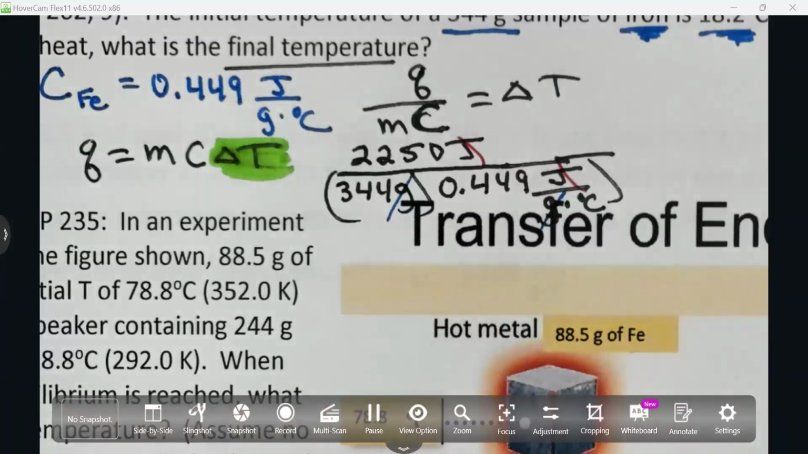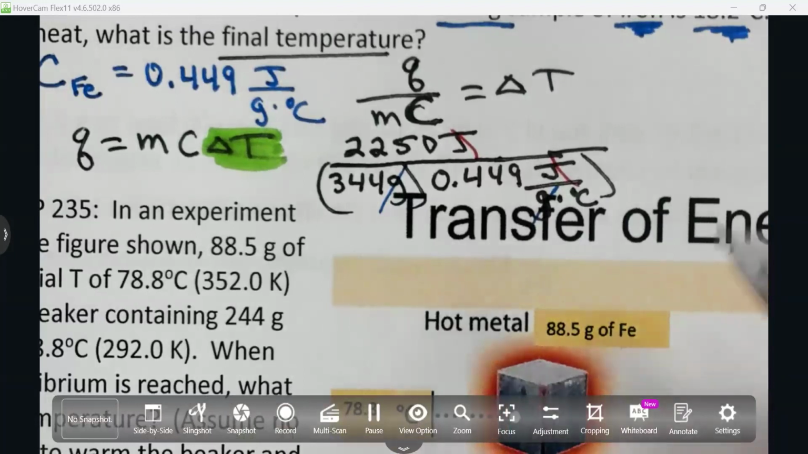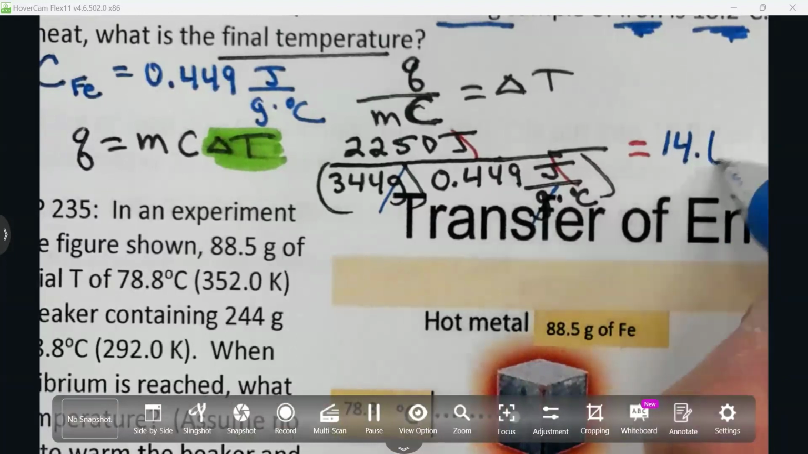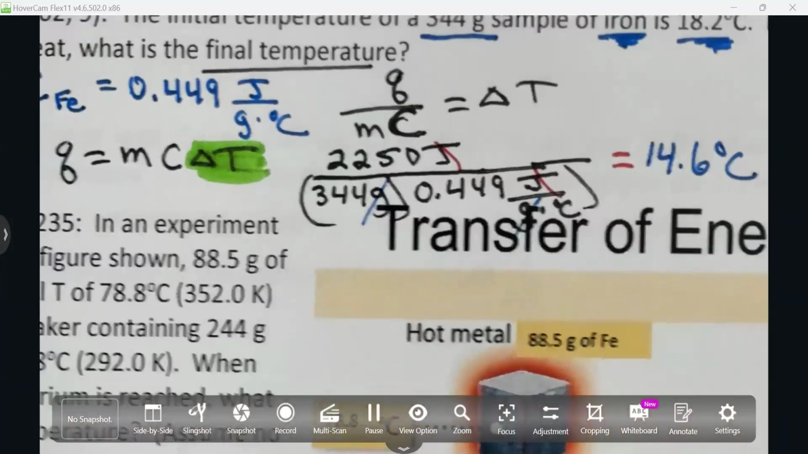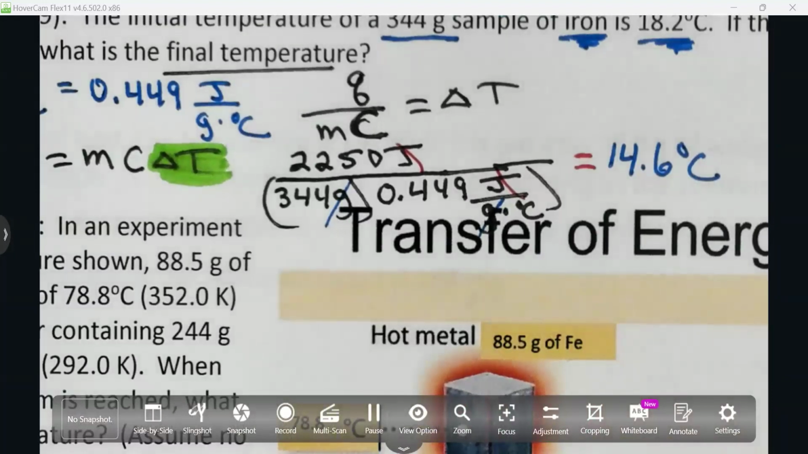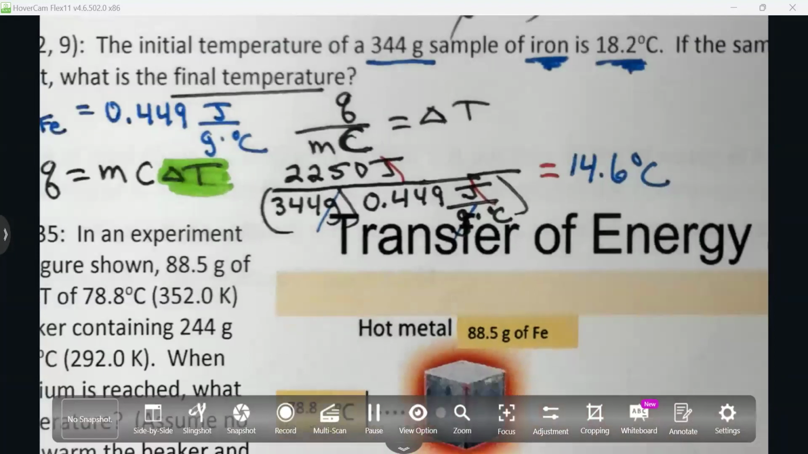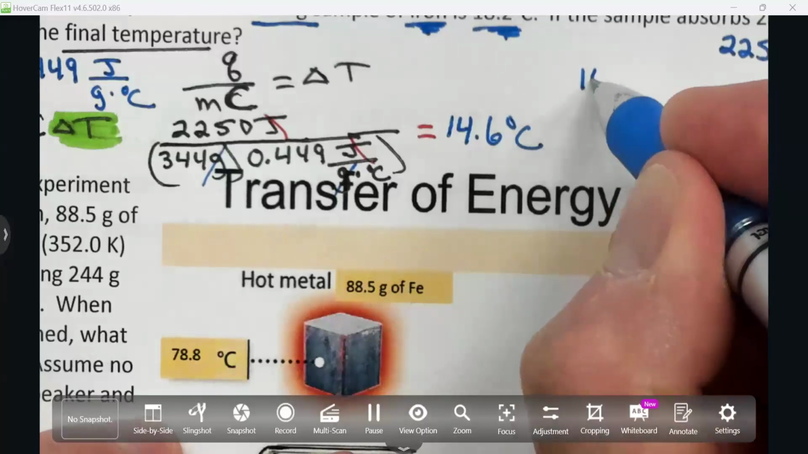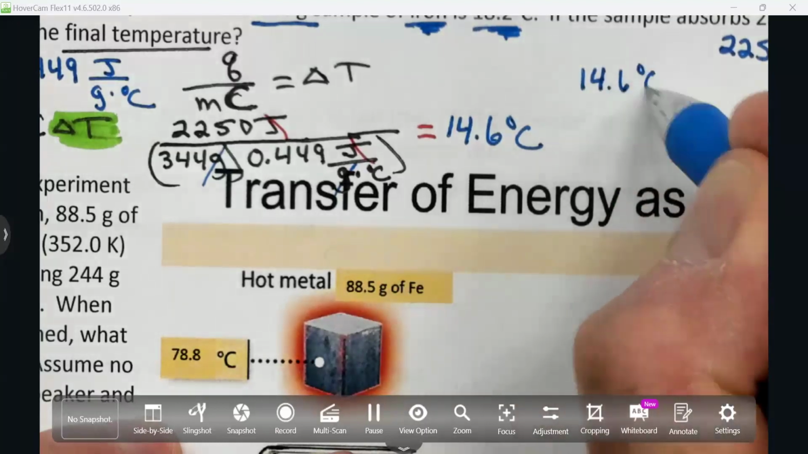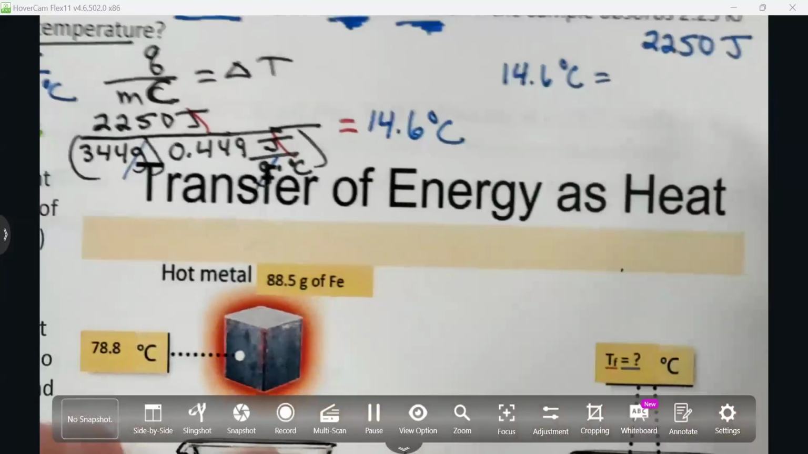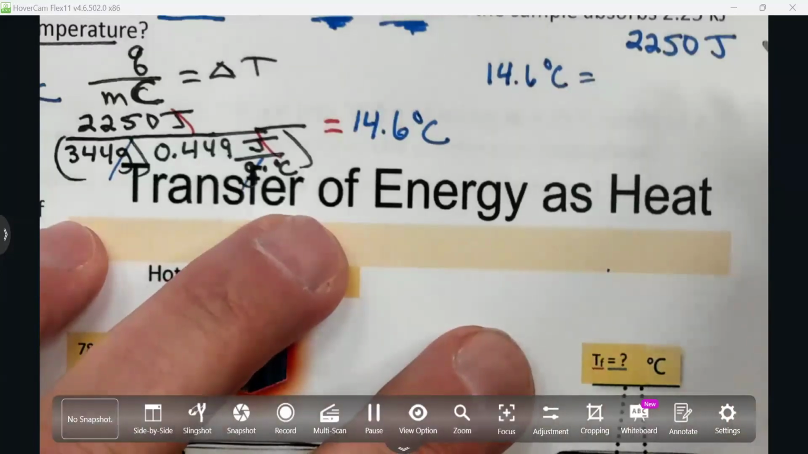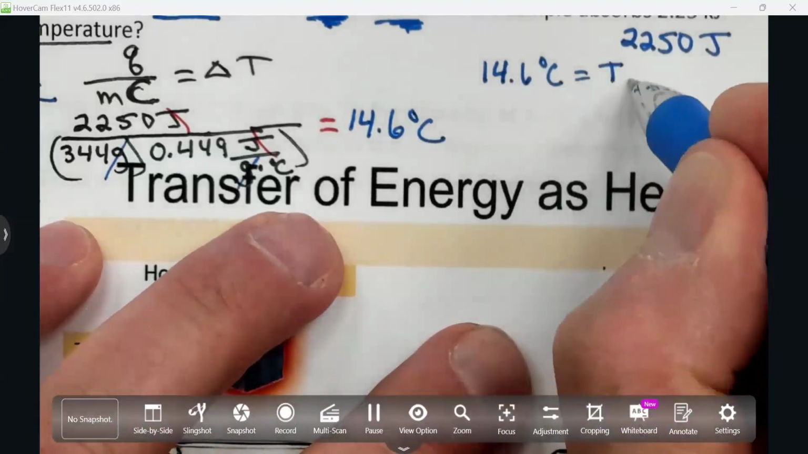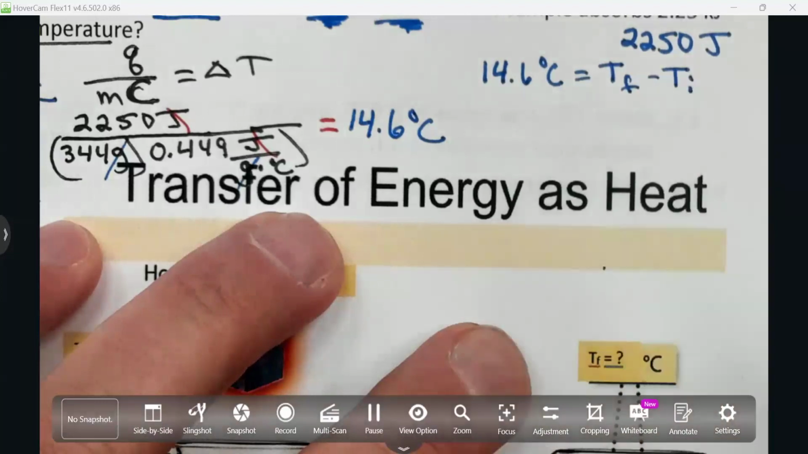And my temperature change, I believe, is 14.6 degrees Celsius. Anybody 14.6? Okay. So my temperature change is 14.6. That should be T final minus T initial.